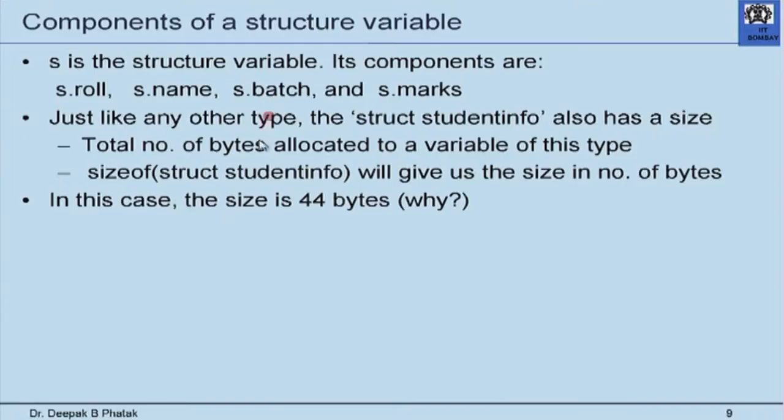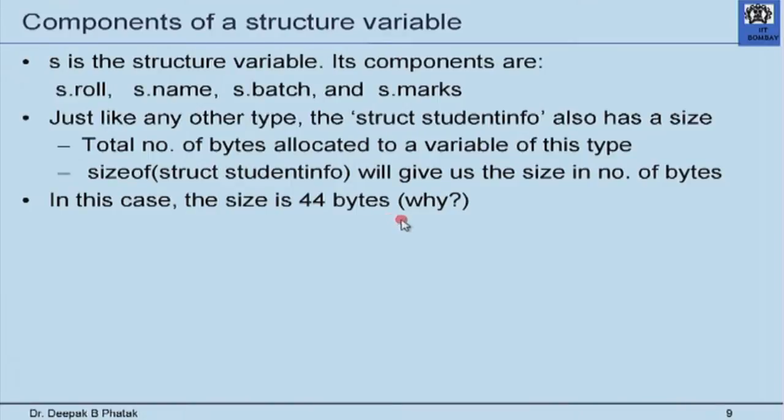Notice that int might have different representations on different machines. Somewhere it might be 2 bytes, somewhere it might be 4 bytes. So when you say sizeof int, it actually gives you an output which is a number which says so many bytes constitute an integer type. Similarly, when you say sizeof struct student info, it will actually give you the size in number of bytes. In this case, the size is 44 bytes.